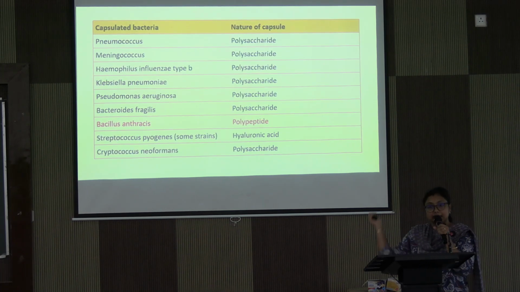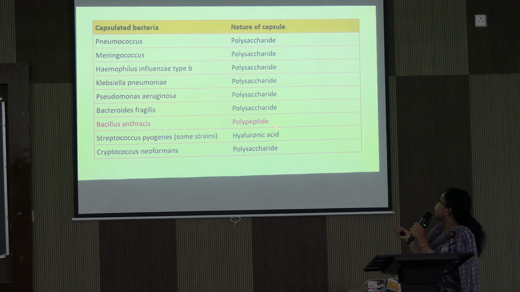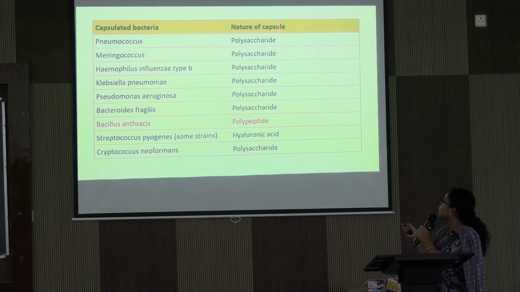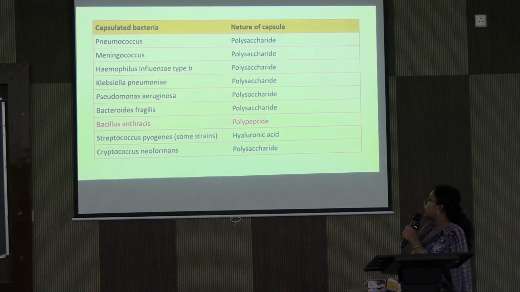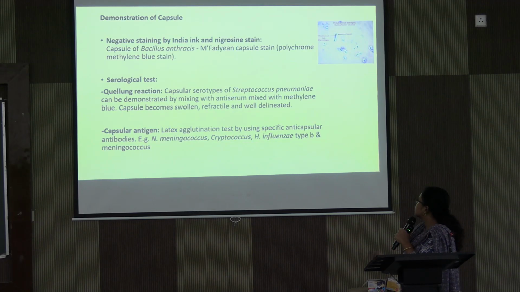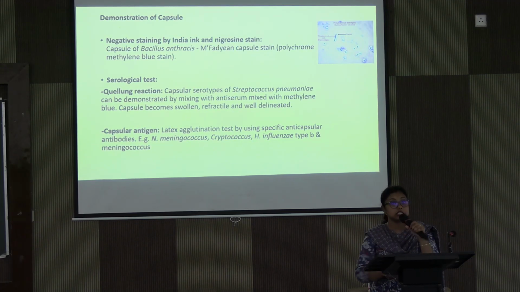Next, these are the examples. These are the types of bacterial capsule. This is the composition, which I have highlighted. All are polysaccharide except Bacillus anthracis, which is polypeptide. Next point is demonstration of capsule.